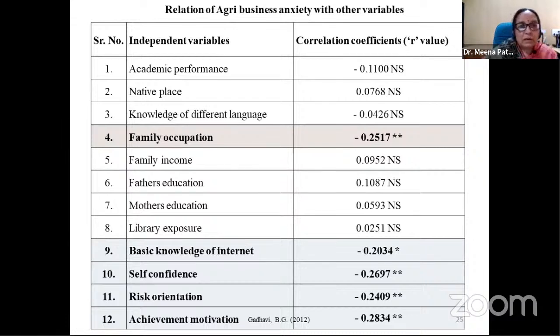One relationship I have given here is agribusiness anxiety with the characteristics of the students. Here NS means non-significant and the star means a significant result. So we can say that family occupation, basic knowledge of internet, self-confidence, risk orientation and achievement motivation are negatively significant with agribusiness anxiety. Or we can say that those students who have a higher level of agribusiness anxiety had a low level of basic knowledge of internet, low self-confidence, low risk orientation, and low achievement motivation. This was studied by Gadvi BG in 2012 on students of SAUs of Gujarat.